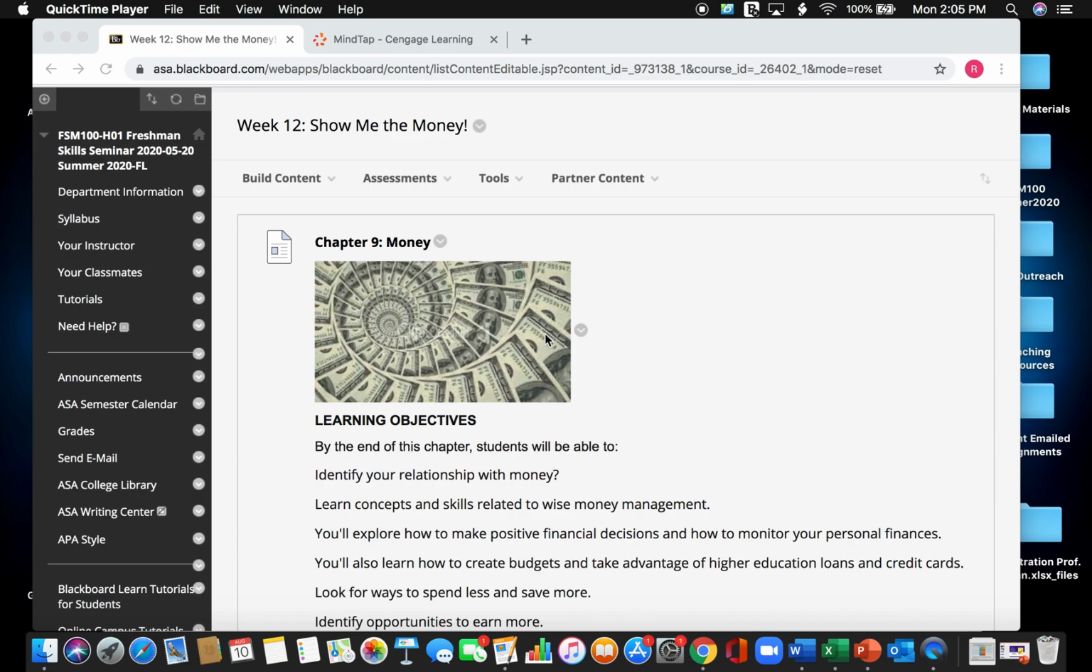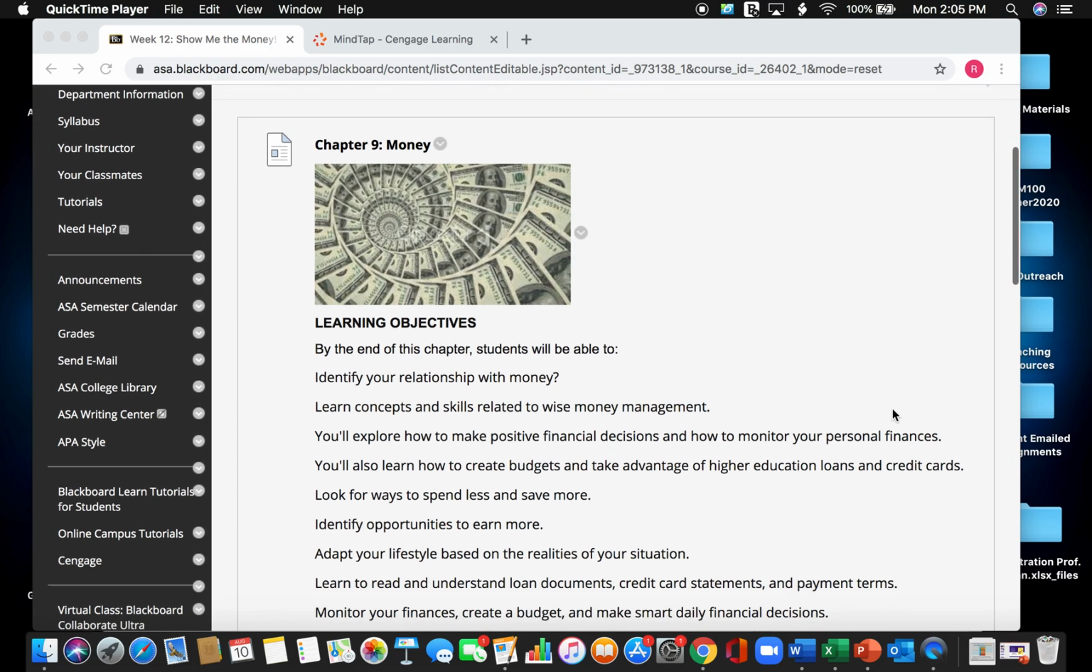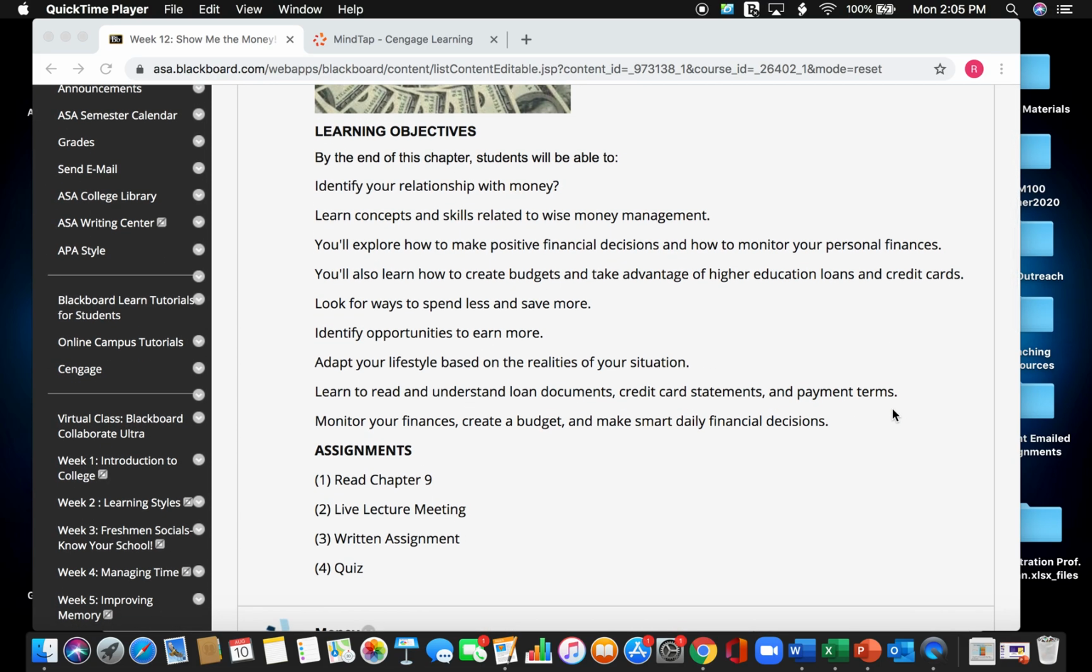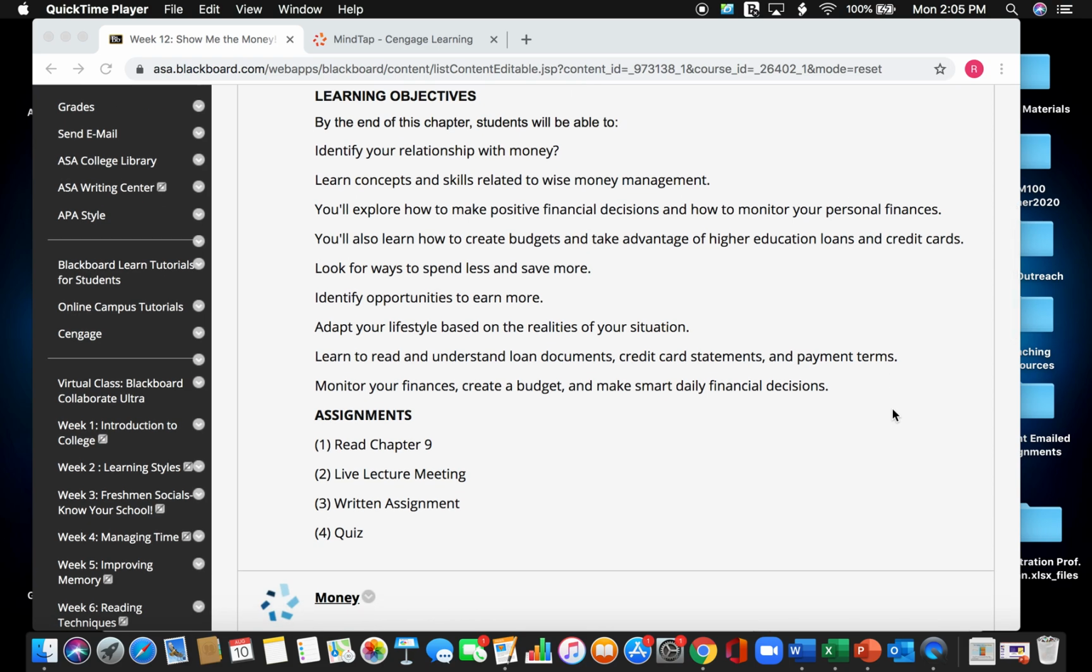So we are currently in week 12, and the title for this week is Show Me the Money, and it has to do with chapter 9 that is titled Money in Your Textbook. The learning objectives for this week is by the end of this chapter, students will be able to identify your relationship with money, learn concepts and skills related to wise money management.